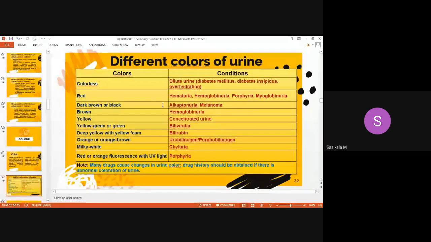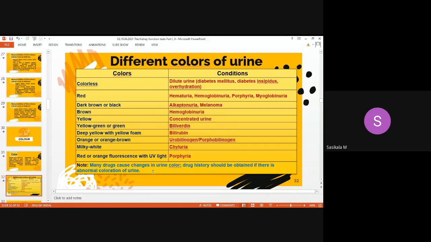Yellow represents concentrated urine. If you are not hydrated properly, you will see yellow urine. Yellow green or green color represents passage of biliverdin in the urine. Deep yellow with yellow foam is due to bilirubin excretion in the urine. Orange or orange brown is due to urobilinogen or porphobilinogen. Milky white represents chyluria. Red or orange fluorescence with UV light represents porphyria.